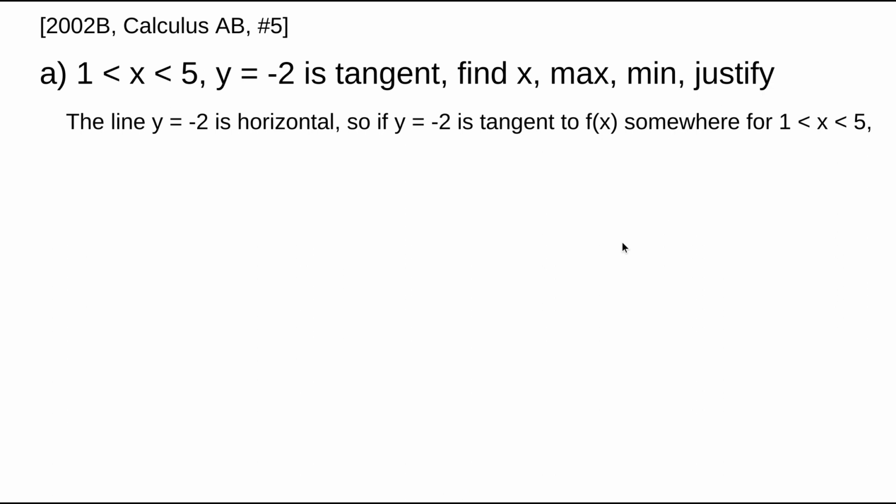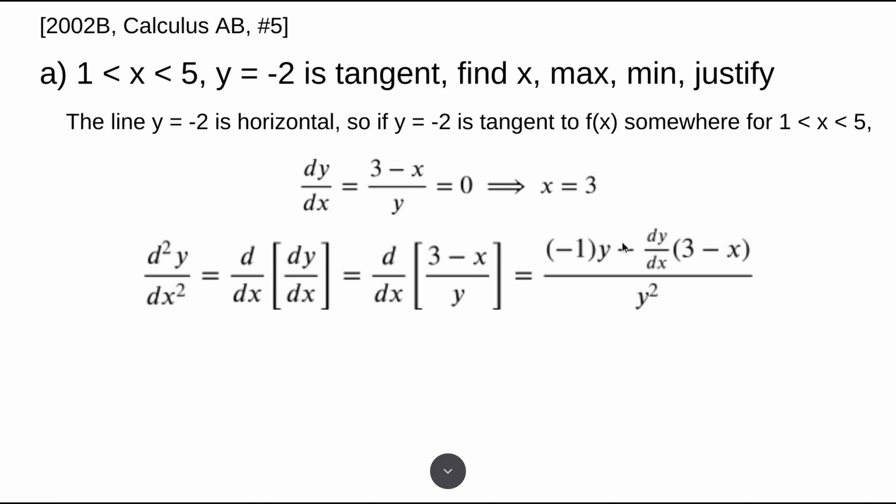All right, so take the dy dx equation, set it equal to 0. Dy dx equals 0 implies that x is equal to 3. So the point that we're interested in is 3, -2. In order to determine if this is a maximum or a minimum, we can find the second derivative to determine concavity and use that to determine if this point is a maximum or minimum.